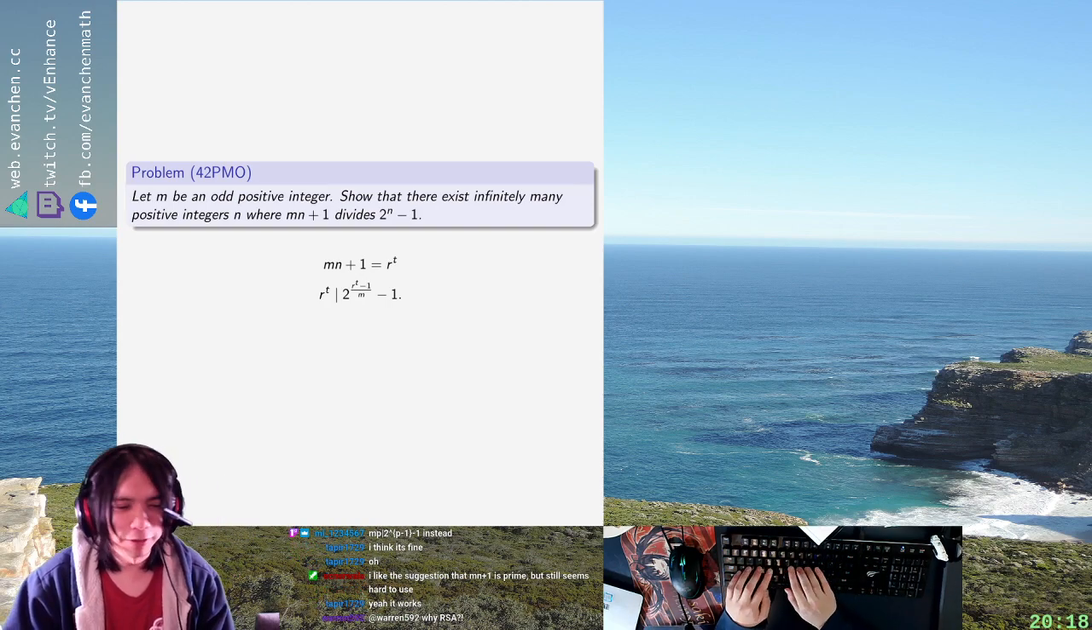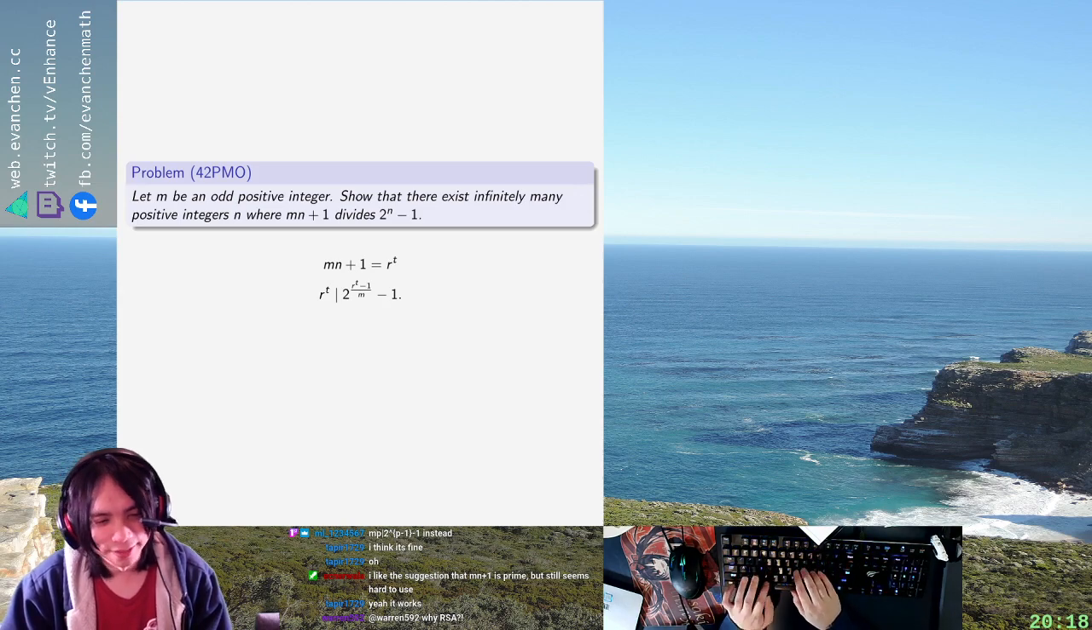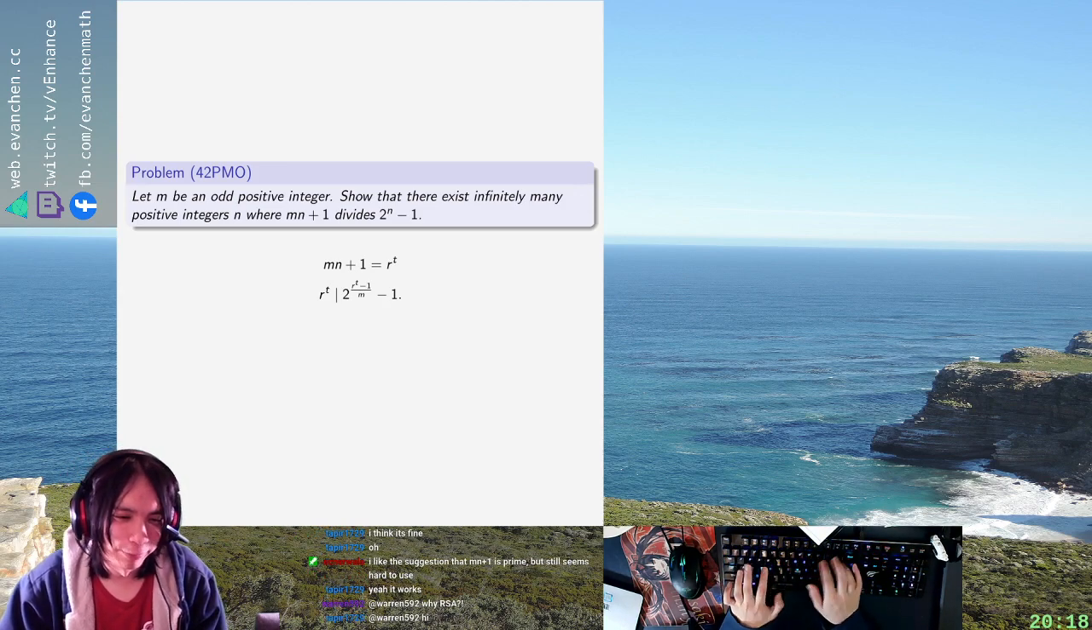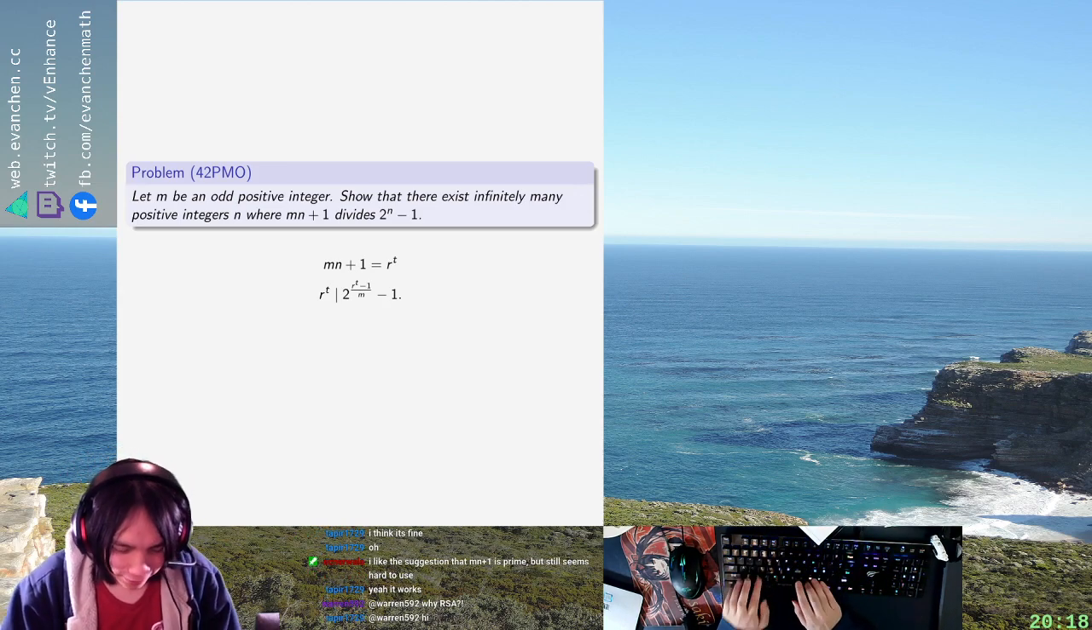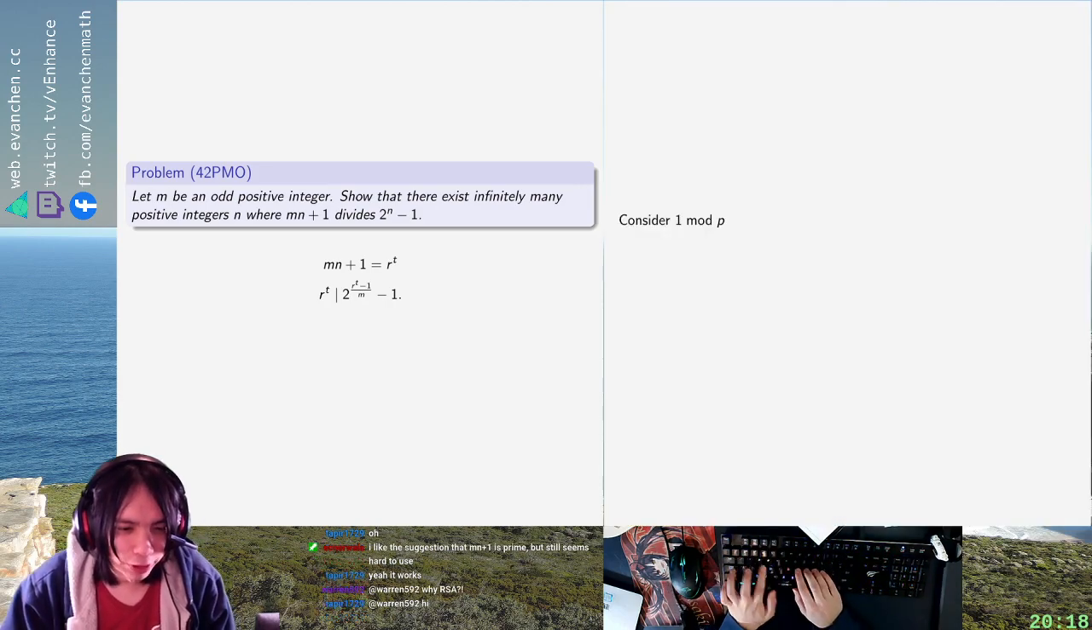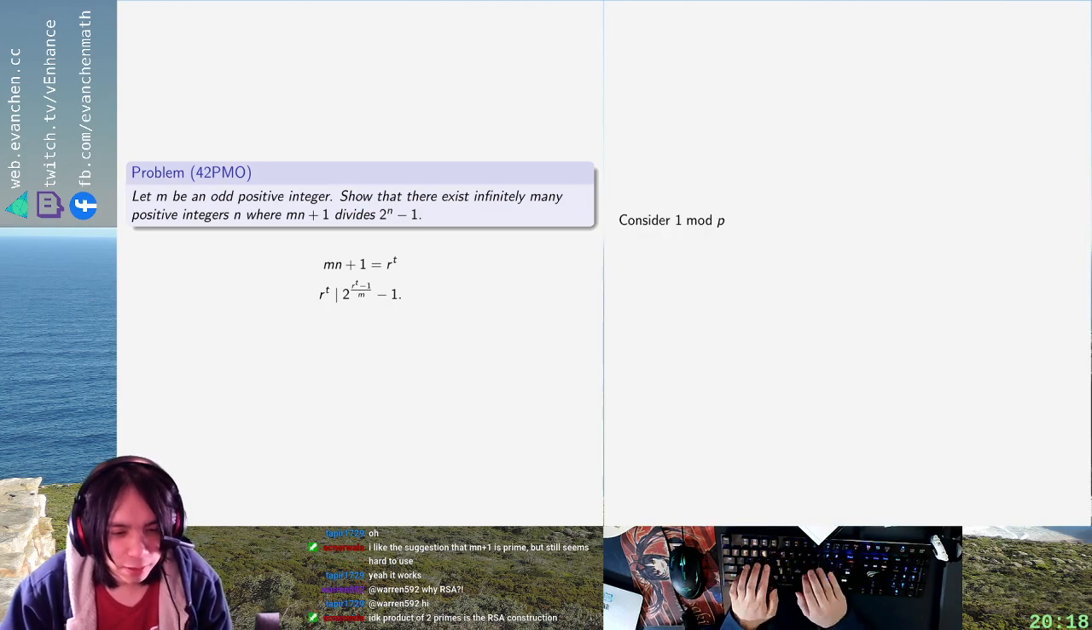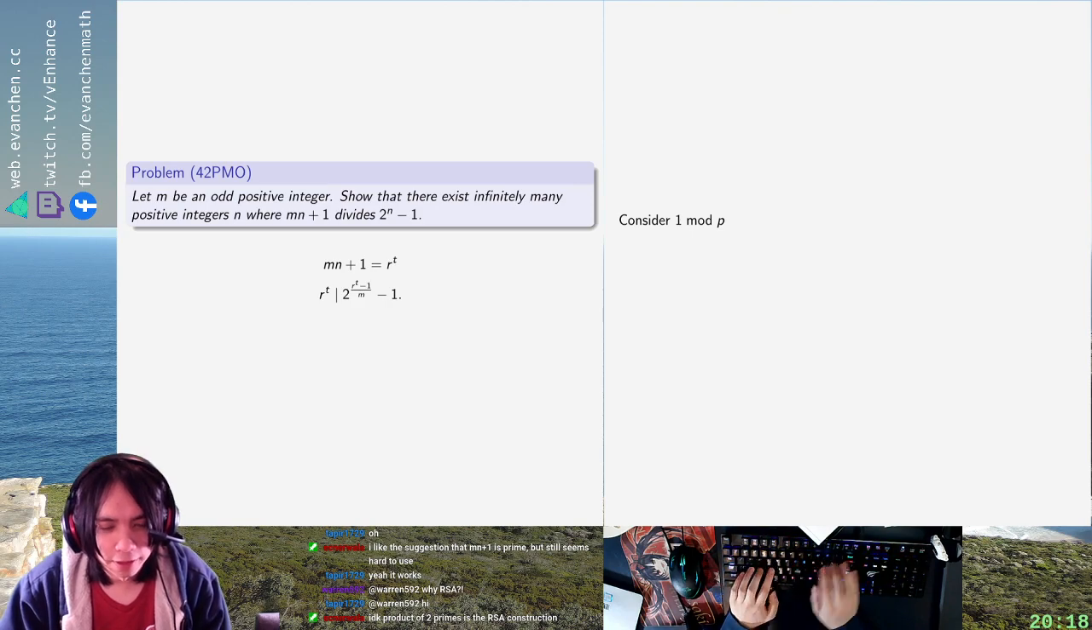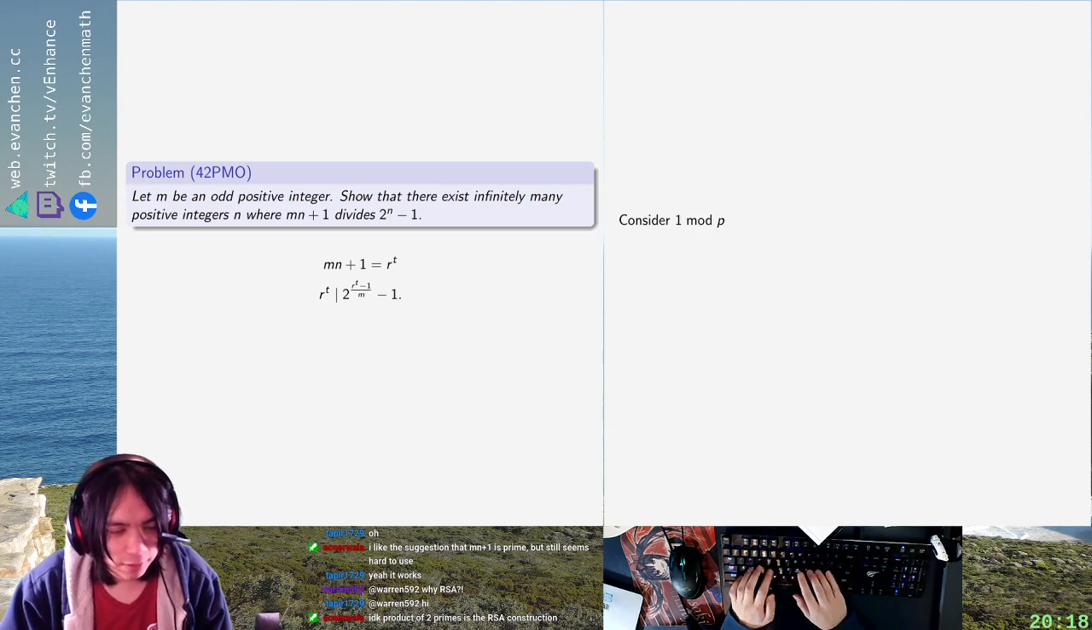Okay, so here's the thing I was thinking of. So consider... Alright, you know what? Screw it. We're bringing out the big guns! Consider primes p that are 1 mod m. What do we want? We want p to divide 2 to the p minus 1 over m minus 1.